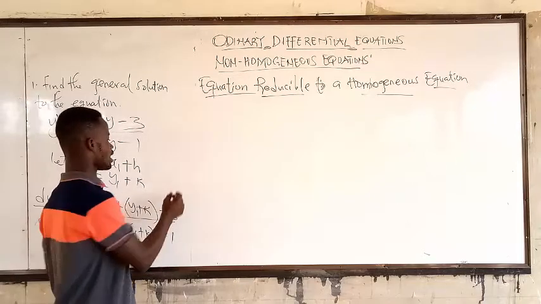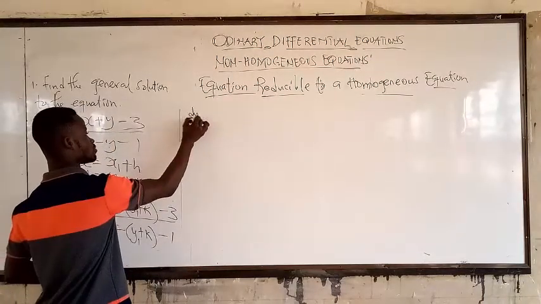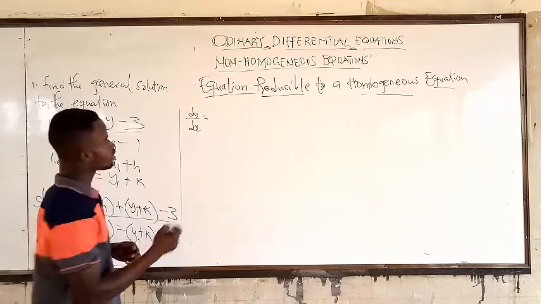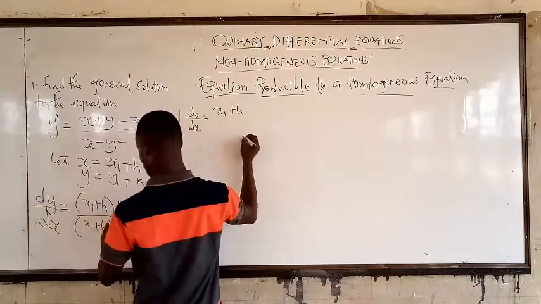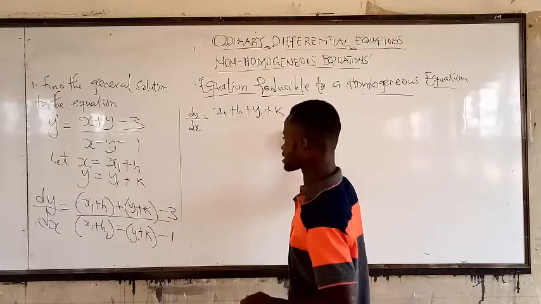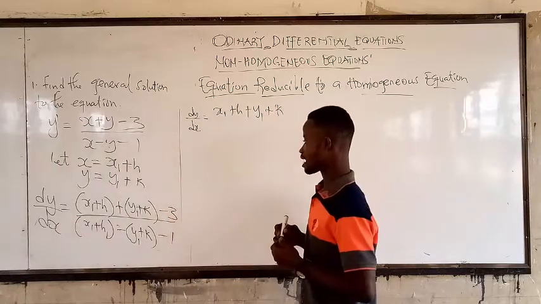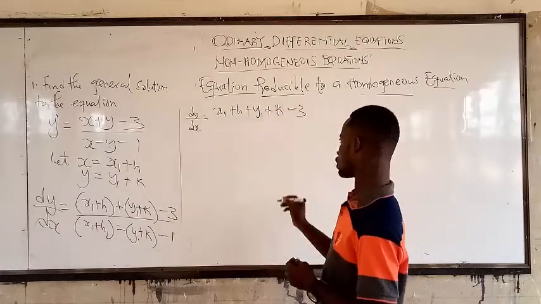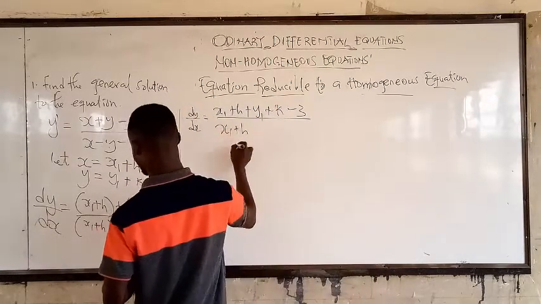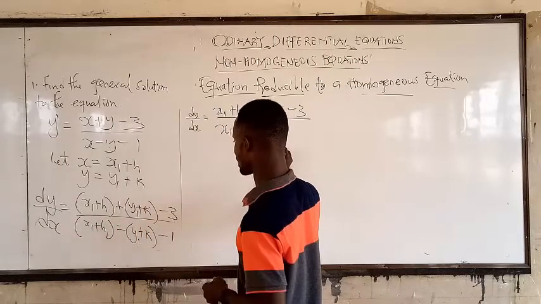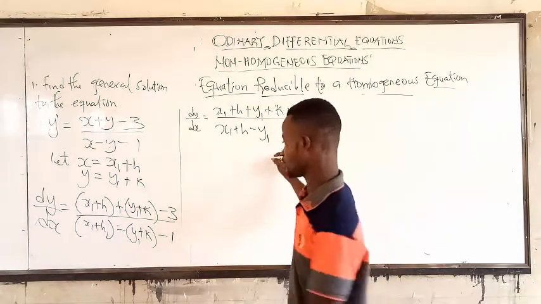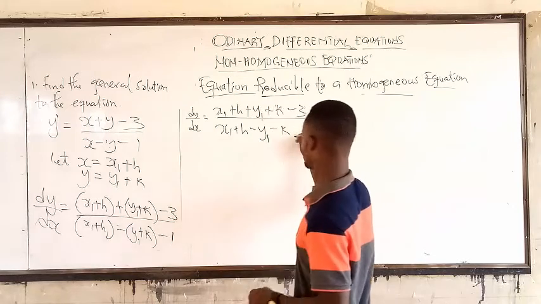So now let's simplify it. When you are simplifying this, you are going to get x1 plus h, y1 plus k minus 3, all this over x1 plus h minus y1. Don't forget this negative affects the inside, alright? Never forget that. So you get negative k minus 1.